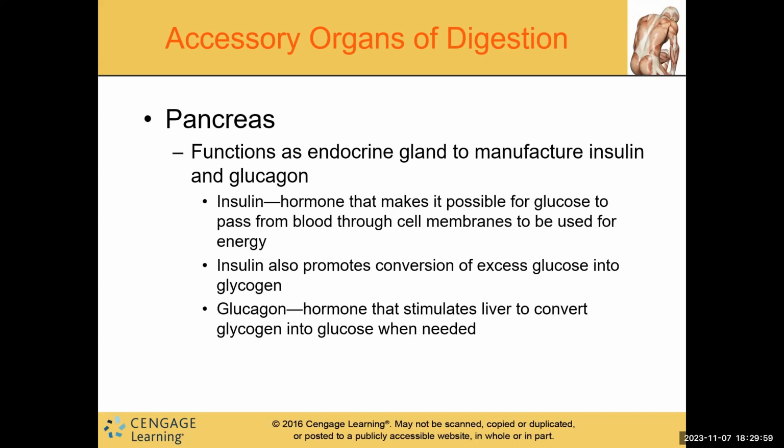Insulin promotes the conversion of excess glucose into glycogen. So the extra glucose in our blood, if we've eaten a lot of sugar, will be broken into glycogen, and then it secretes glucagon, a hormone that stimulates the liver to convert the glycogen into glucose when needed. So the liver will actually store the glycogen. And then when we need sugar, it can turn it into glucose, and then the body can use it.